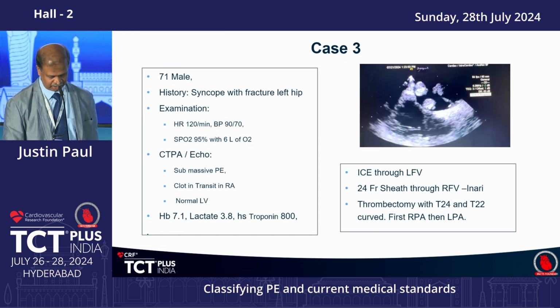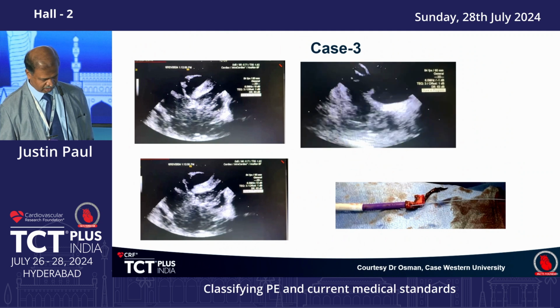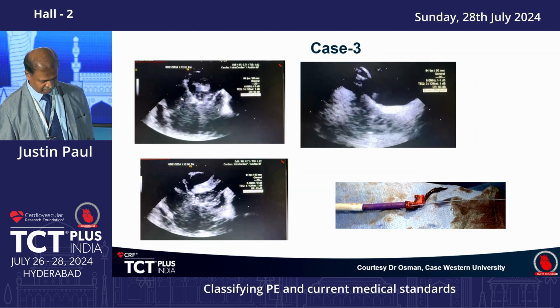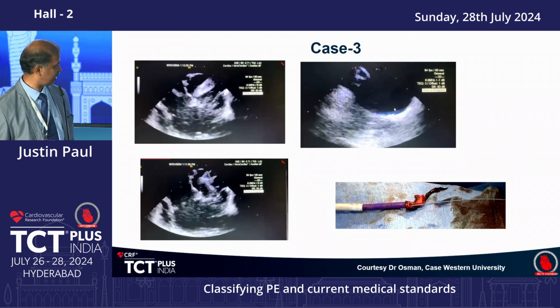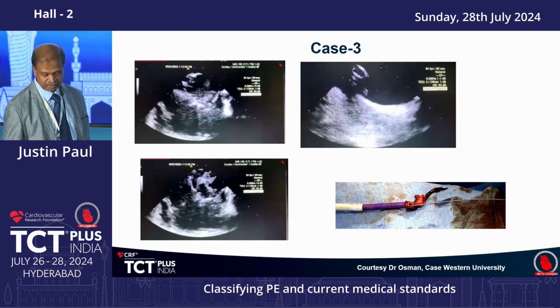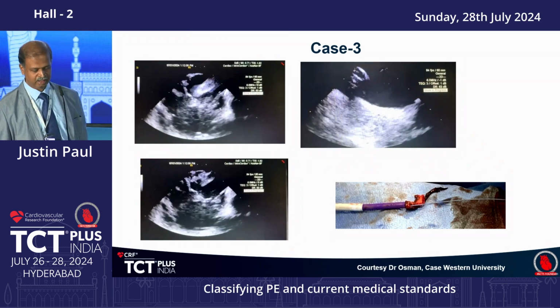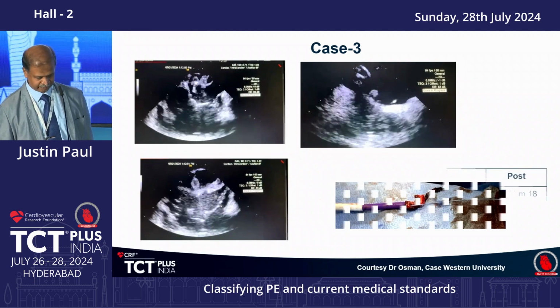Thrombectomy was done for the right PA, and as you can see, look at that, you can see the large catheter sucking out the thrombus. In the left side, the upper one and the lower one, thrombus is being actively sucked out, and this is the catheter having a big chunk of thrombus at the end.